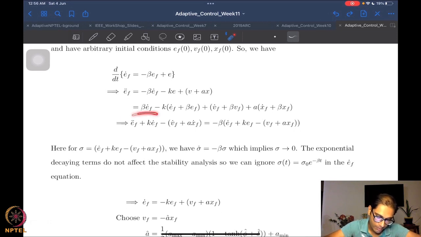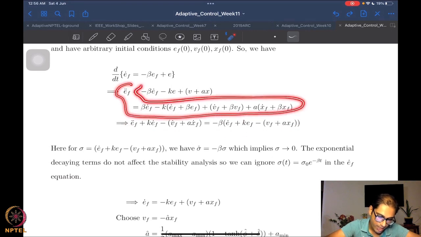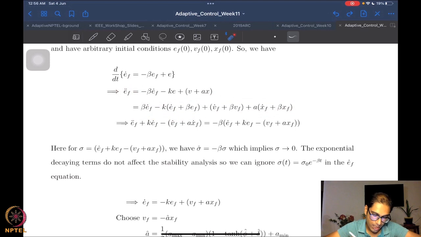So now what you notice is something rather interesting. This expression is correct, absolutely right. All I've done is, in this expression right here, I've taken the terms with the beta on the right hand side and the terms without the beta scaling on the left hand side. That's all. Now, if you look at this very carefully and I choose sigma to be whatever is in the bracket here, that is EF dot plus KEF minus VF plus AXF, I notice that the left hand side is just sigma dot. So the equation that we get is that sigma dot is minus beta sigma.